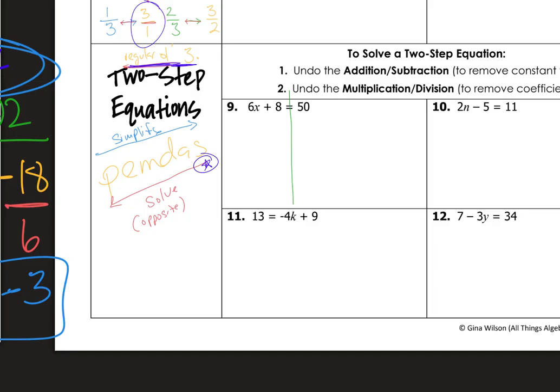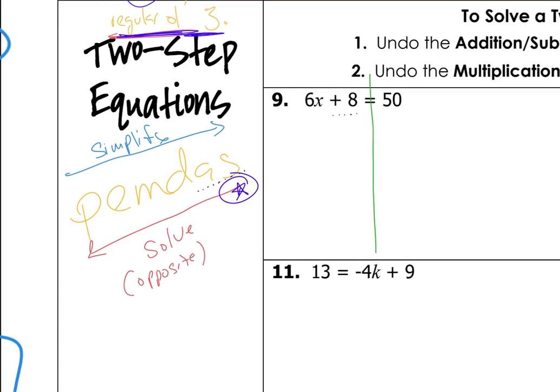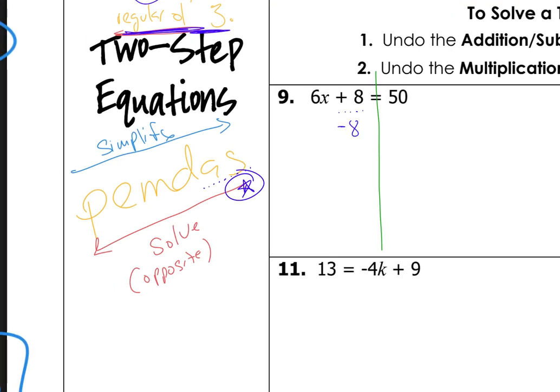So is there any adding or subtracting happening to our x? Yeah, there is adding 8. So here's what we're going to do. We're going to subtract 8 from both sides because that's the opposite. Okay? So what we get is 6x drops down. 8 minus 8 is 0. Okay? And 50 minus 8 is 42.